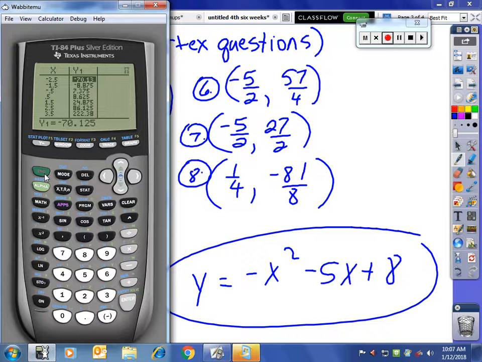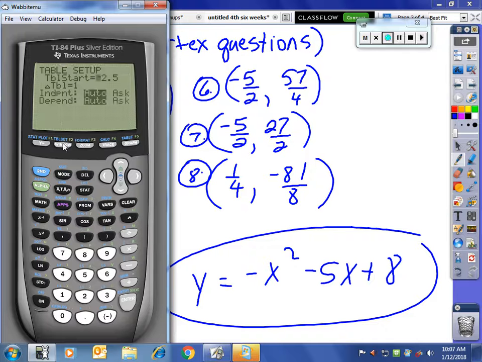You're getting 7 over 4? Okay, I'm trying to figure out what mistake you're making. I entered this incorrectly to see if that's what you did, but it doesn't look like it. Make sure that in between your terms you've got a subtraction sign. So, negative x squared minus 5x plus 8. I'm going to tell my table to start at negative 5 over 2.